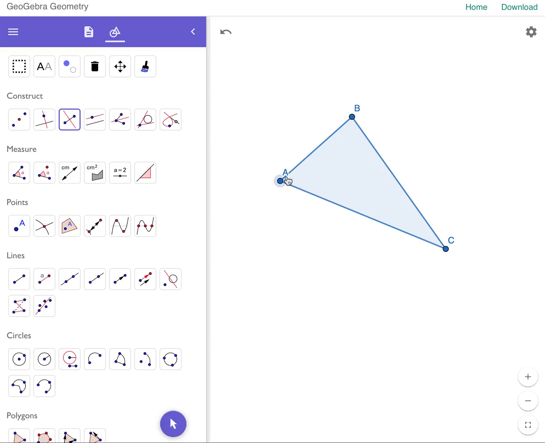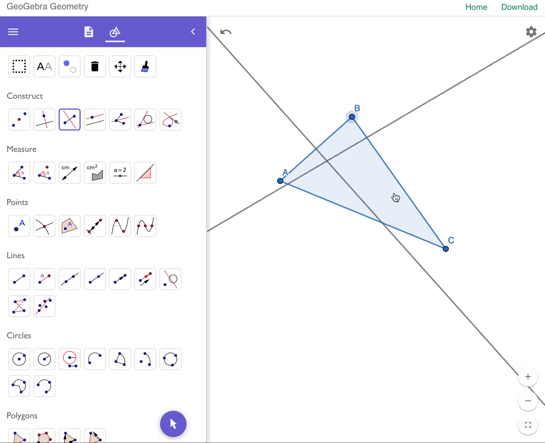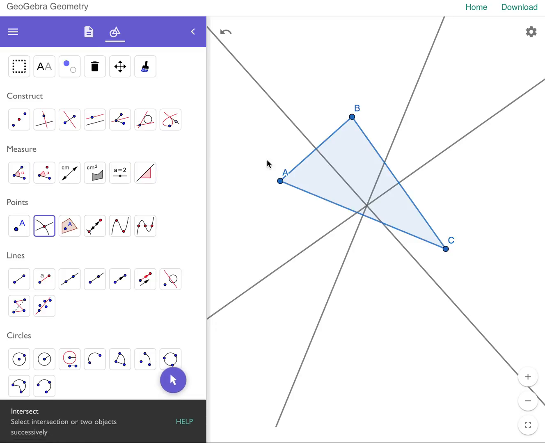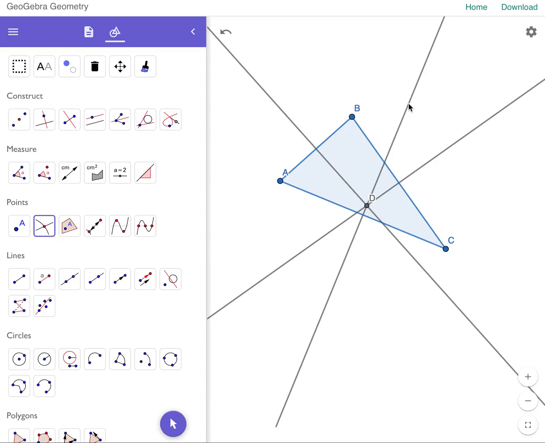So I want to construct the perpendicular bisector for side AB, side BC, and side AC, and then we're going to find where those three things intersect. Notice that point D and point E are exactly at the same spot. That's because all three of the perpendicular bisectors intersect here.